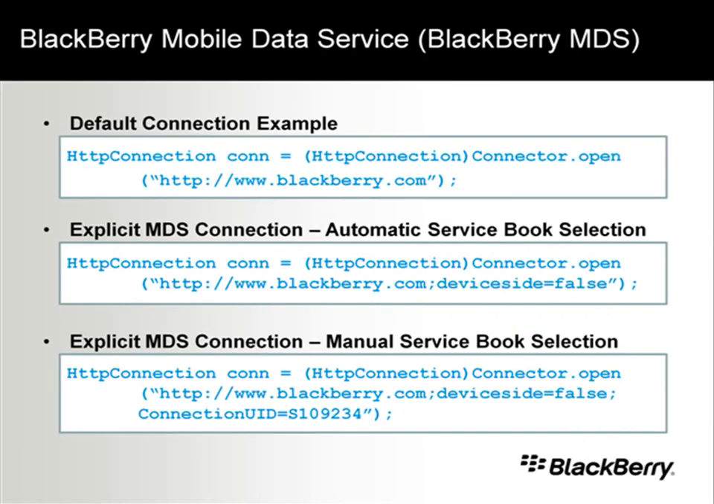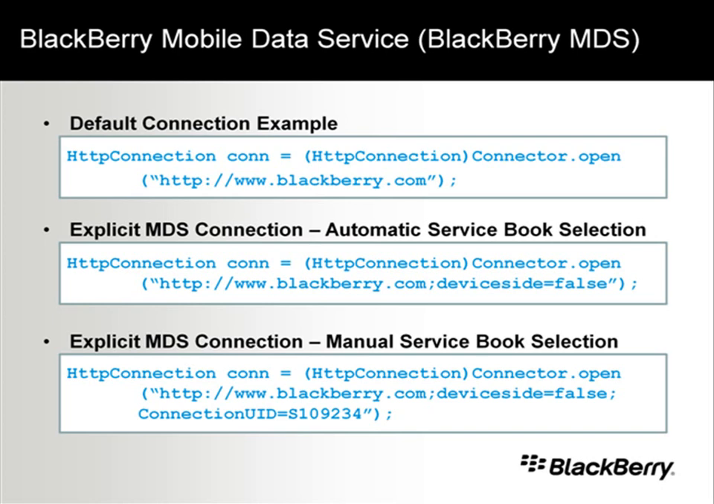To make a connection using the BlackBerry Mobile Data Service, or BlackBerry MDS, in the most base case, no parameters need to be specified. This is because, for all BlackBerry smartphone models except for the BlackBerry 6500 series and the BlackBerry 7500 series, BlackBerry MDS is a default transport type when it's available on the device.